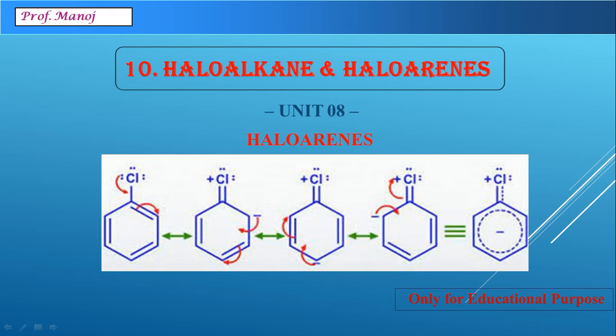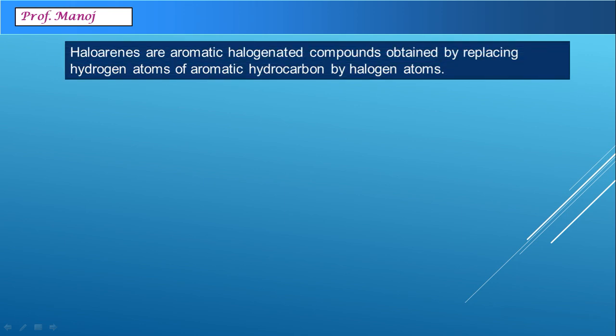Hello students, this is the last unit of the chapter halogen derivatives of alkanes and arenes, and it is the study of haloarenes. Let us first define what are haloarenes. These are the aromatic halogenated compounds obtained by replacing hydrogen atoms of aromatic hydrocarbon by halogen atoms.